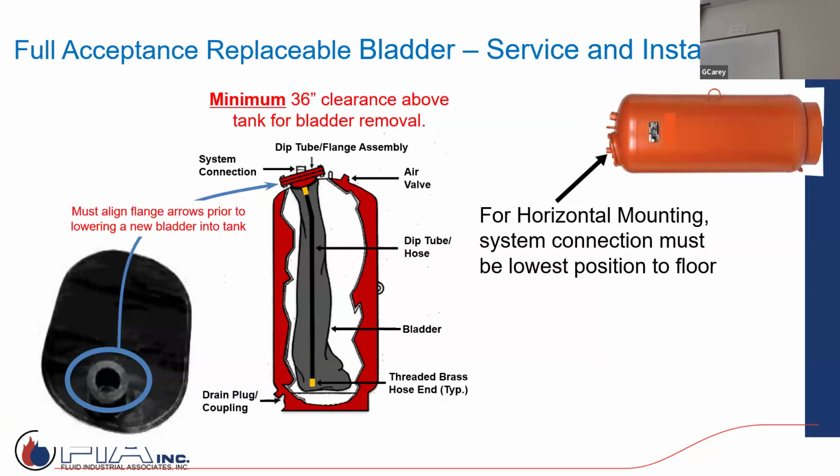So a picture of what we refer to as a full acceptance replaceable bladder. Sometimes that'll get specified. And some of these tanks, and we'll get into it a little bit later on, can be huge, like bigger than refrigerators. So you think about doorways and how do you get them in and how do you get them out?